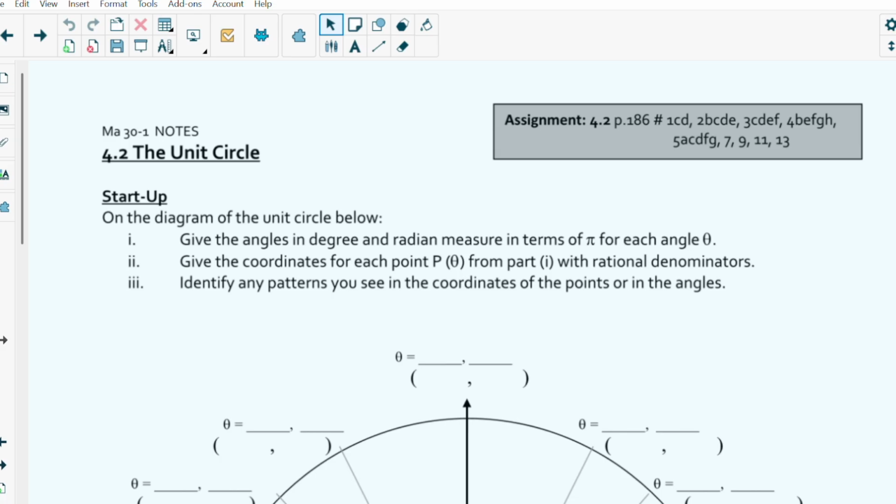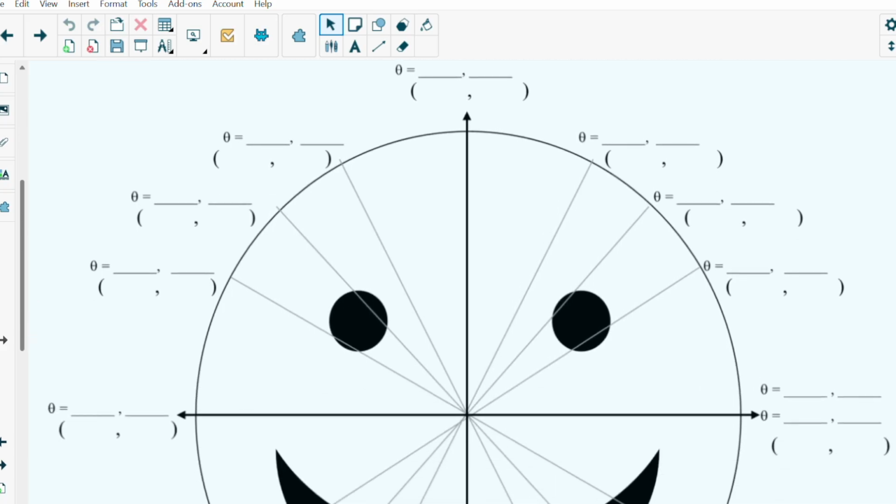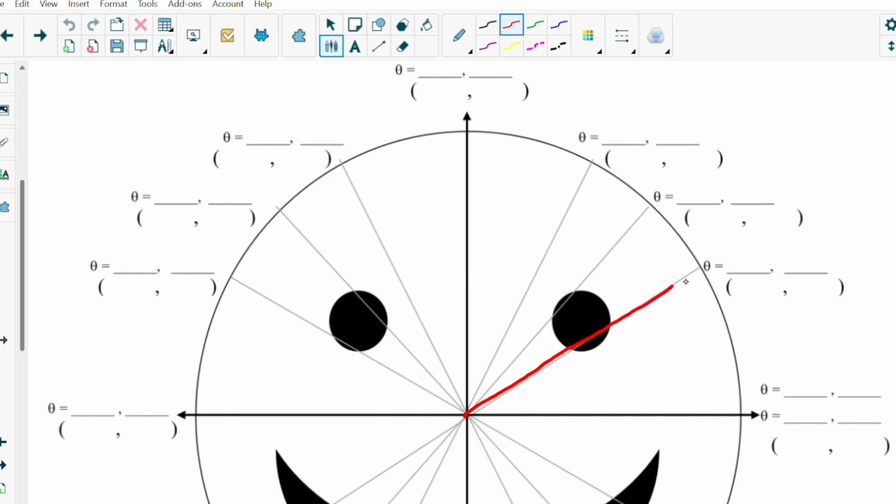Before we look at coordinates on the unit circle, I'm going to go through a quick derivation on how we think about the unit circle. Remember, the unit circle has a radius equal to 1 unit. And we sketch out a triangle like this. We know this is 30 degrees, or pi over 6 radians.